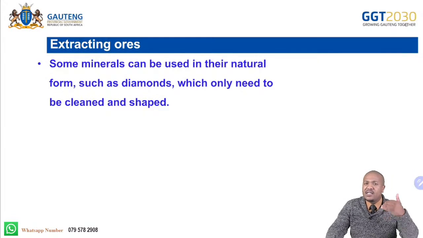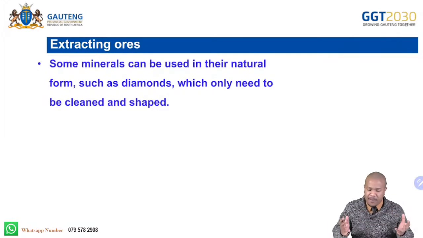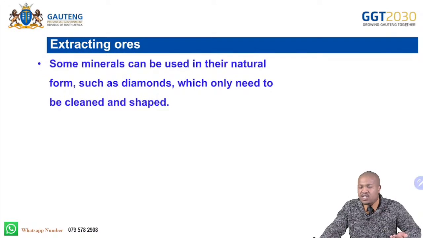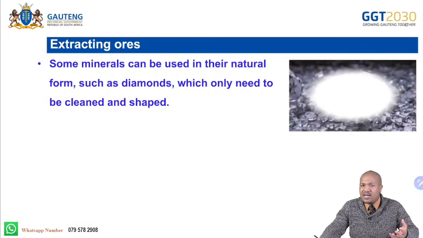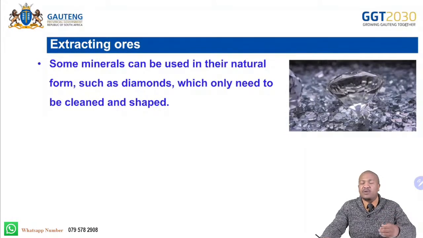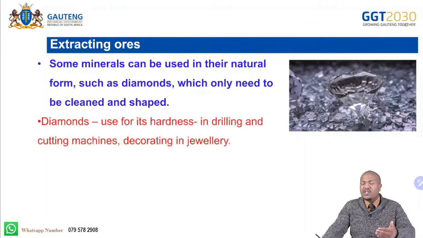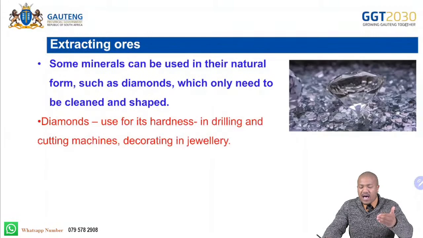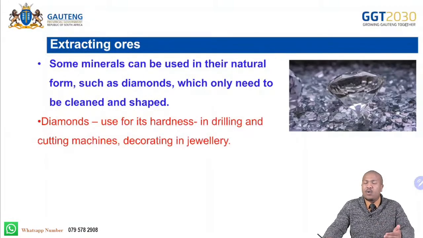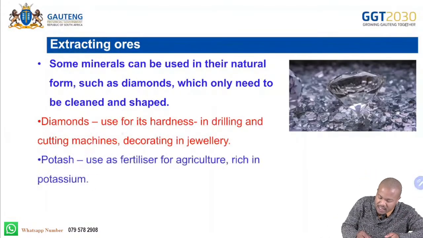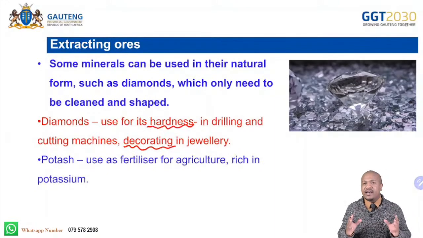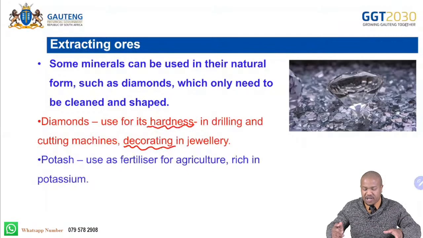As I've said, such as diamonds, they can be used in their natural form. We only need to shape them and clean them. That's all we need to do, whereas other minerals need to be refined in order for us to use them. Diamonds, for example, can be used in their natural form. They are used for their hardness in drilling and cutting machines, and also for decorating in jewelry.